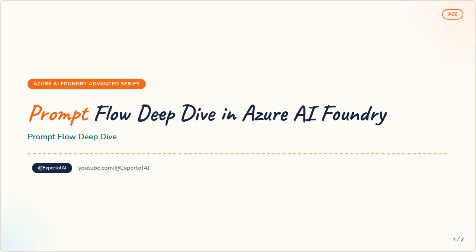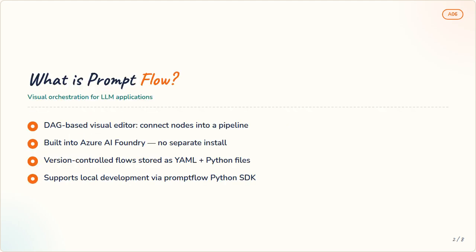In this final video of the Advanced series, we take a deep dive into prompt flow, Azure AI Foundry's visual orchestration framework for building, testing, and deploying LLM applications. Prompt flow is a visual DAG-based editor built into Azure AI Foundry. You connect nodes, LLM calls, Python functions, and prompt templates into a pipeline. Flows are stored as YAML and Python files, so they're fully version controllable in Git.